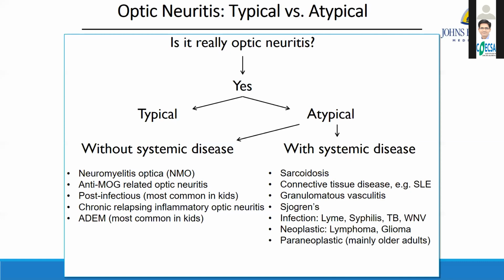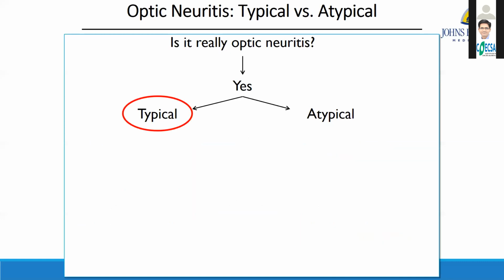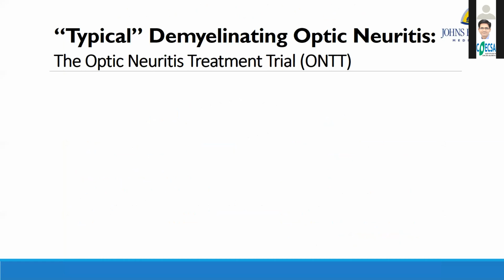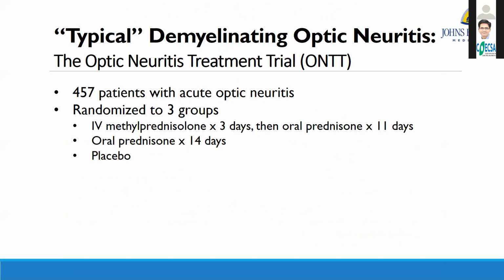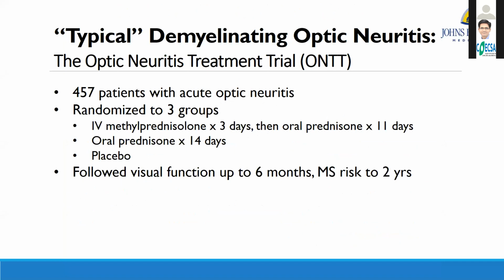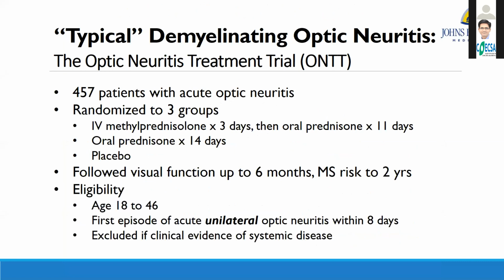But if we're thinking about typical optic neuritis, then a lot of the fundamental knowledge that we know is from the optic neuritis treatment trial, which studied 457 patients with acute optic neuritis. And these patients were randomized to either receive IV methylprednisolone for 3 days, followed by an oral prednisone taper, oral prednisone for 14 days, or placebo. And they were followed for visual function for up to 6 months and their MS risk up to 2 years.